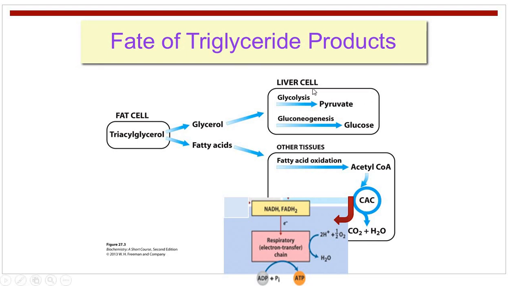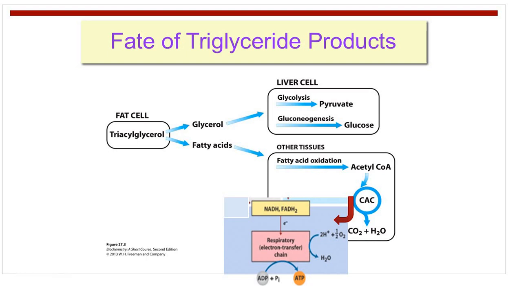So the fatty acid oxidation produces acetyl coenzyme A. This acetyl coenzyme A then goes to the citric acid cycle or the Krebs cycle to produce carbon dioxide and water. And the NADH and FADH2 produced in the citric acid cycle then go for the oxidative phosphorylation to produce ATP. So this is the fate of a triglyceride product.